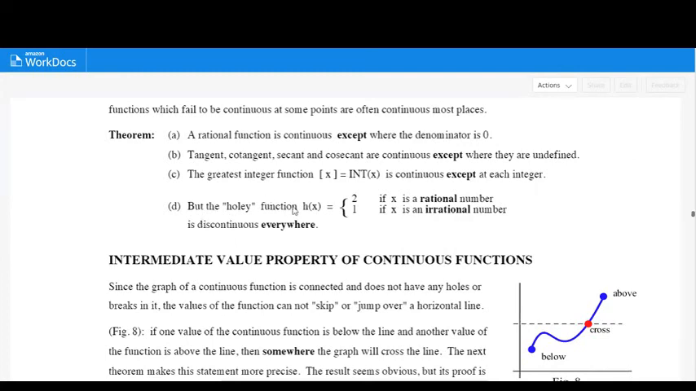And then, the Whole function h of x, which we have already encountered last time: 2 if x is a rational number and 1 if x is an irrational number, is discontinuous everywhere. So discontinuous itong si Whole, always, everywhere.